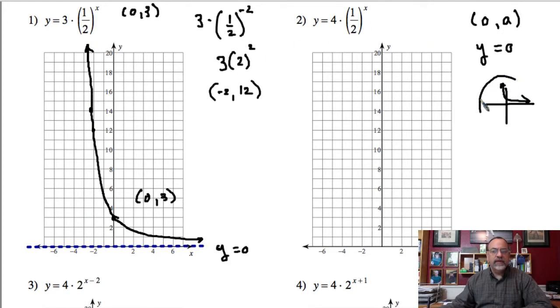So again, we want to get a mental picture before we start. We need to locate (0, a) and then apply our shifts and transformations, and the same thing with the horizontal asymptote.